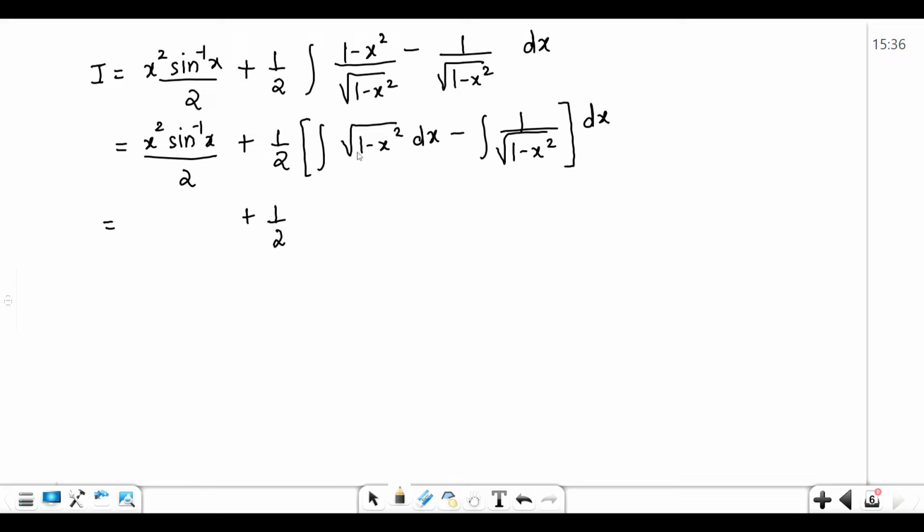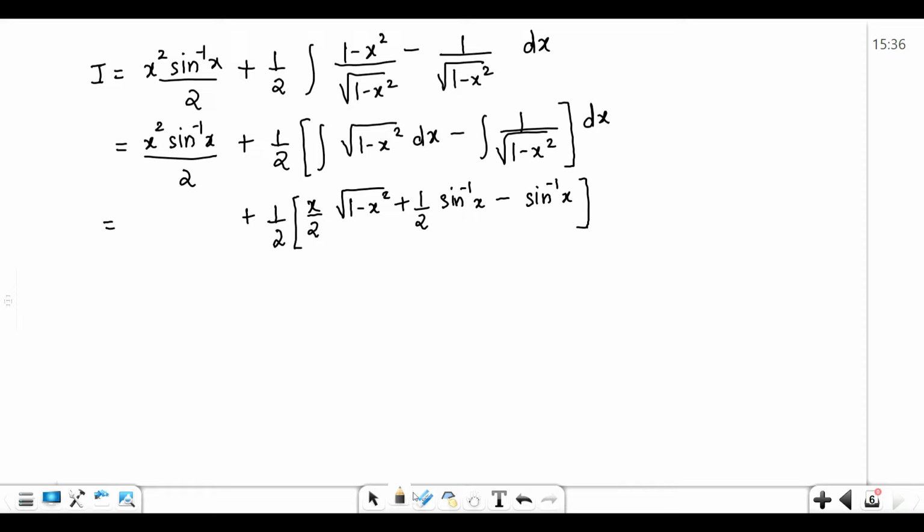So integration of square root of 1 minus x square. Now we have the formula for this. I'll tell you, but let me just apply the formula, that is x by 2 square root of 1 minus x square plus 1 by 2 sine inverse of x. This is the formula, and this is your sine inverse of x. Close the bracket.